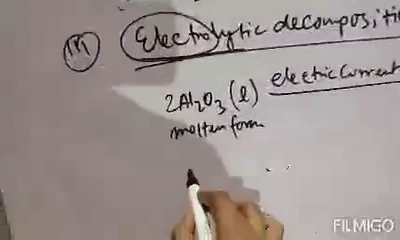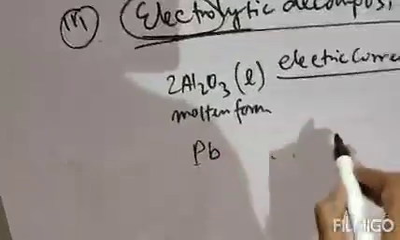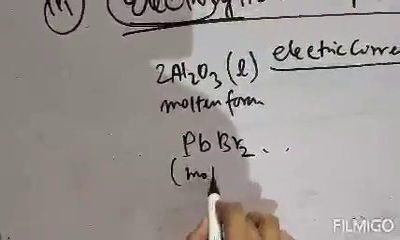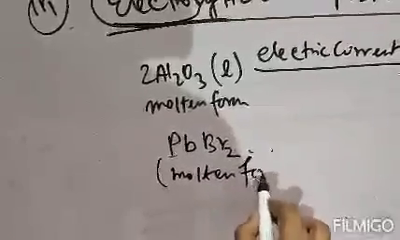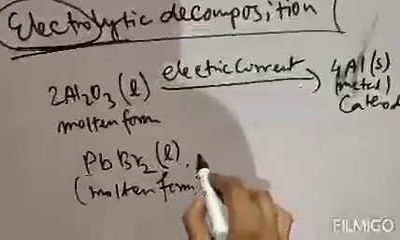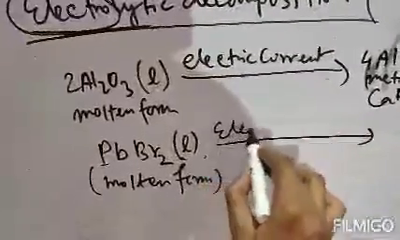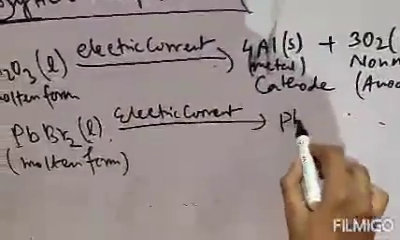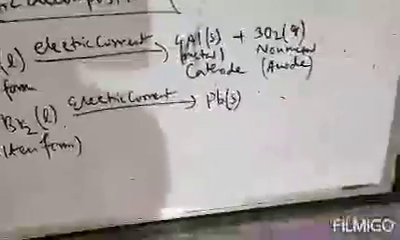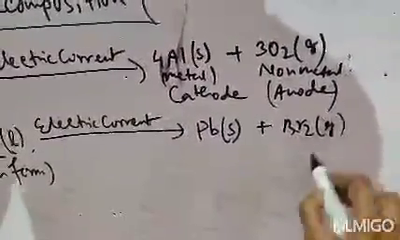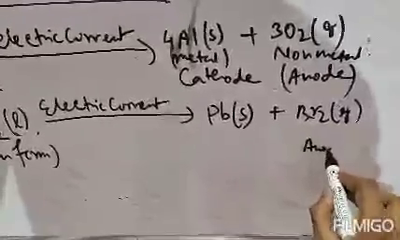Let's take another example. Suppose a compound PbBr2, lead bromide. This should also be taken in molten form, that means in liquid form. If electric current is passed, then the metal, that is lead, is deposited at the cathode, and the non-metal, that is bromine, is deposited at the anode because it is a non-metal.